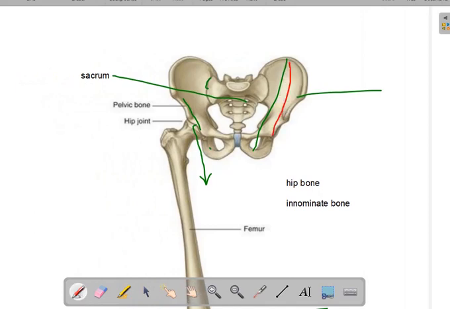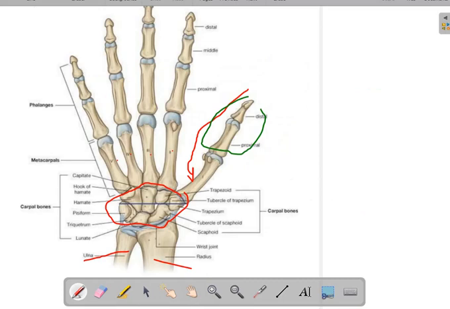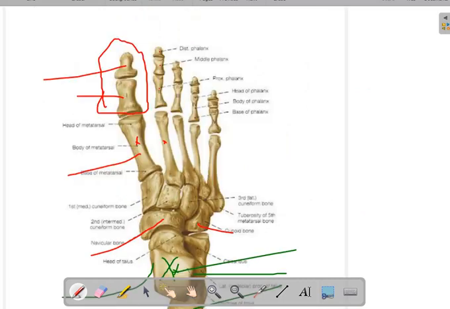One bone only, the hip bone, or the pelvic girdle, or innominate bone, and finally the bones of the hand and the bones of the foot. This is the anatomy of the skeleton of the human body.